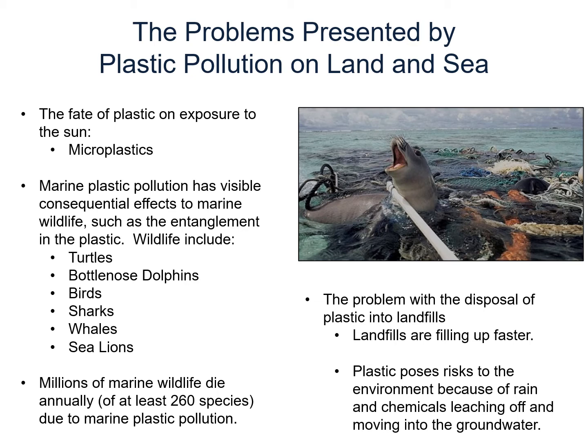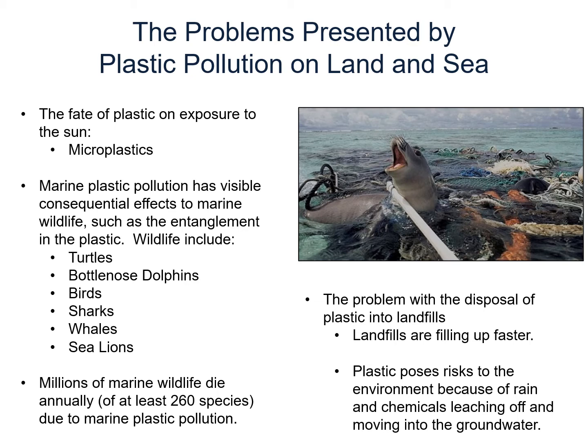Marine plastic pollution has visible consequential effects to marine wildlife, such as the entanglement in the plastic. Large wildlife would include turtles, bottlenose dolphins, birds, sharks, whales, sea lions, to name a few. And millions of marine life die annually, of at least 260 species, due to marine plastic pollution.